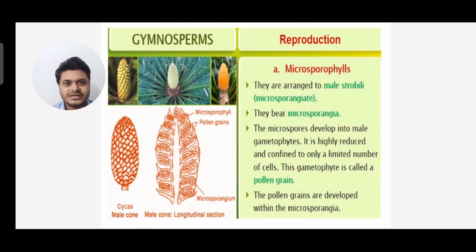Now let me discuss microsporophyll. These microsporophylls are arranged in male strobili or microsporangia. They bear microsporangia and the microspore develops into the male gametophyte. It is highly reduced and confined to only a limited number of cells. This gametophyte is called pollen grains. All pollen grains are developed within the microsporangia. You can see the figure given below, male cone and the LS. So within the microsporangium, pollen grains are present.